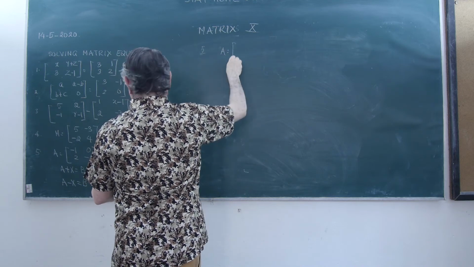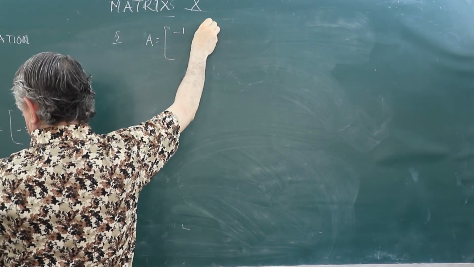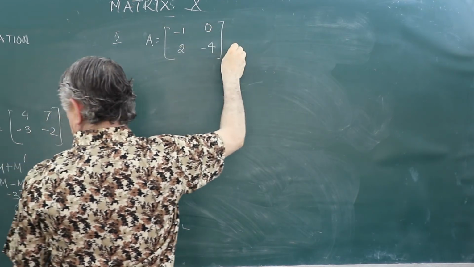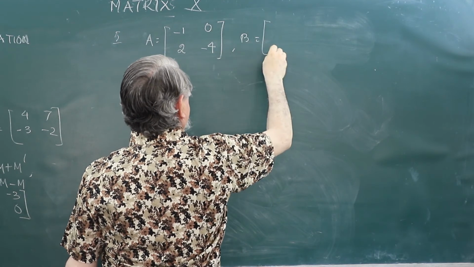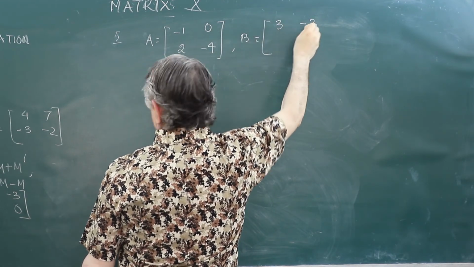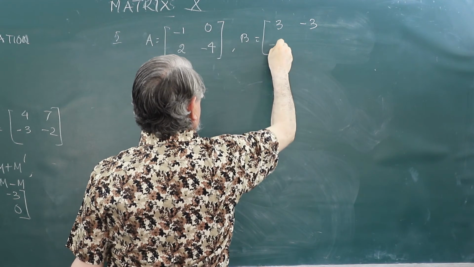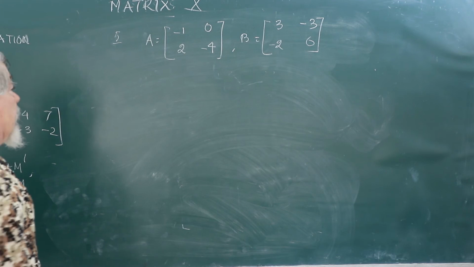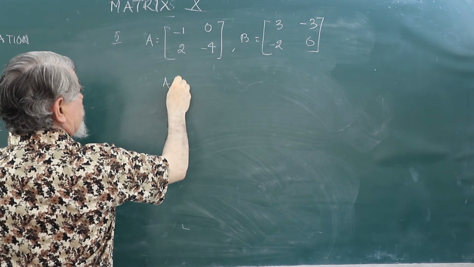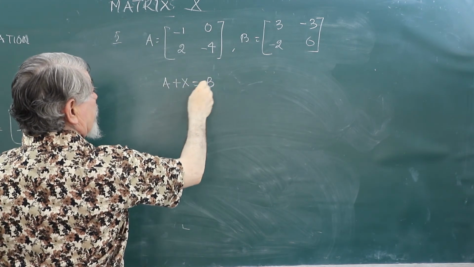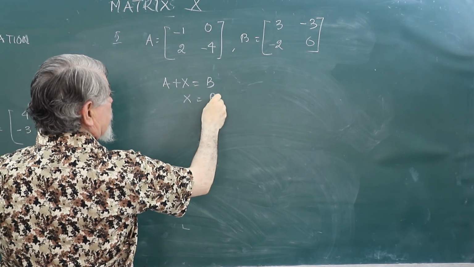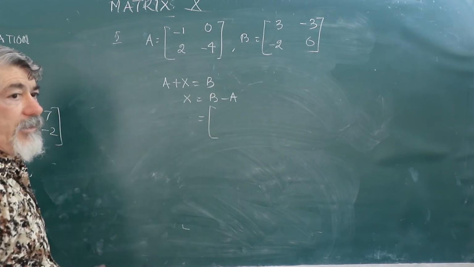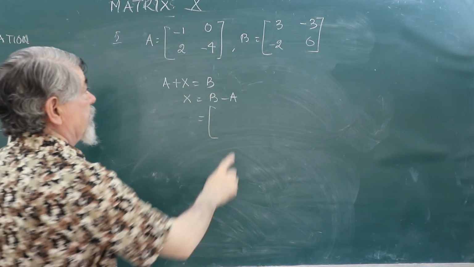A is minus 1, 0, 2, minus 4. B is equal to 3, minus 3, minus 2, 0. We have to calculate A plus X is equal to B. So I have to calculate X. X will be B minus A. B minus A means from B, the elements of B subtract the elements of A.